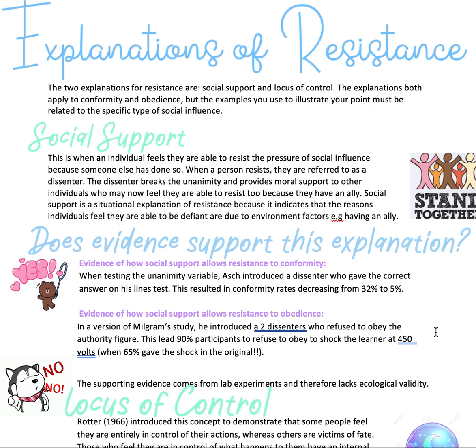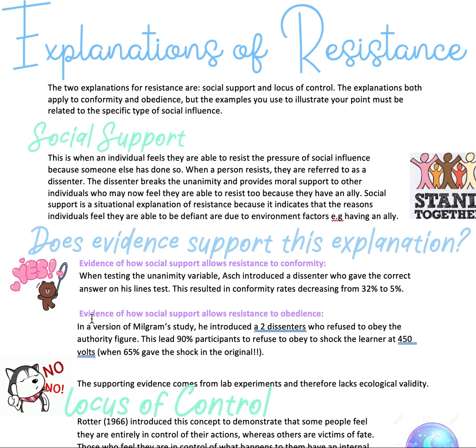Evidence to support it comes from the unanimity variable in Asch's study. People were much less likely to conform, so only 5% conformed if there was a dissenter. And obviously just read the question. If the question's about resistance to conformity, you would use Asch. If the question's about resistance to authority and obedience levels, then you need to refer to Milgram. So make sure that you've identified, are they talking about conformity or obedience, and use the relevant supporting evidence. If it just says resistance to social influence, use either or both.